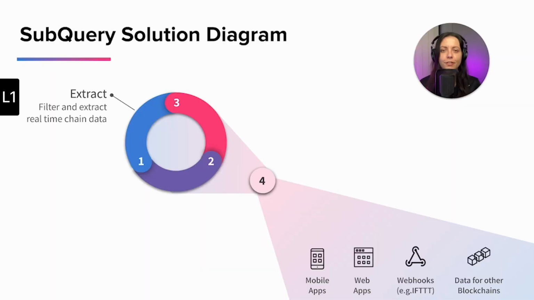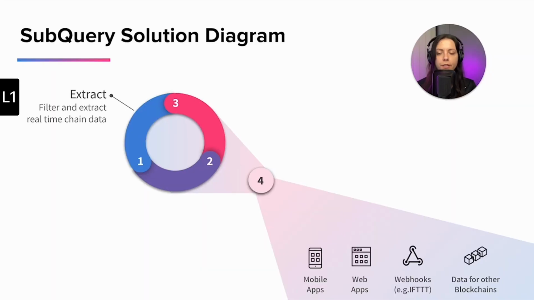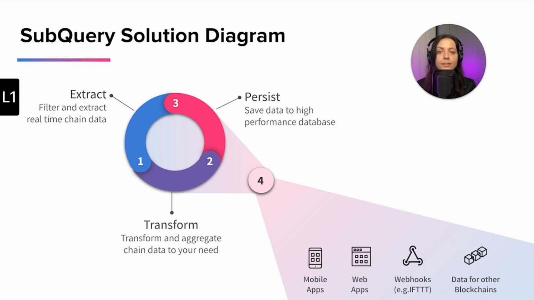So let's take a look at how a SubQuery project runs actually. It starts with extracting the data from the blockchain using the filters chosen by you. So you ask for specific data. Then the data is transformed and tailored to your needs, so it has the shape as you want it, and you can do it multiple times. It's perfectly mutable, unlike the data on chain, which is immutable. And then you save the data in a high performance database, and it's persisted, it's queryable, you can have access to it all the time.